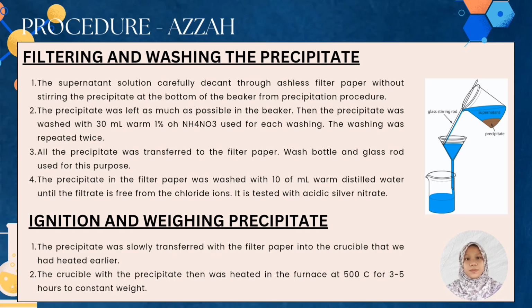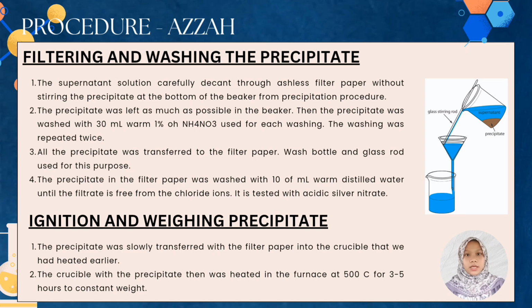Third step, all the precipitate was transferred to the filter paper. Wash bottle and glass rod were used for this purpose. Last step is the precipitate in the filter paper was washed with 10 ml of warm distilled water until the filtrate is free from chloride ions. It is tested with acidic silver nitrate.